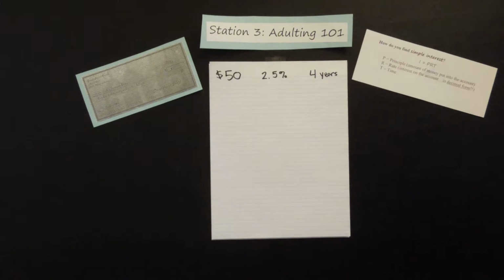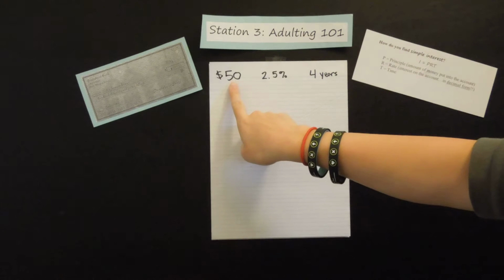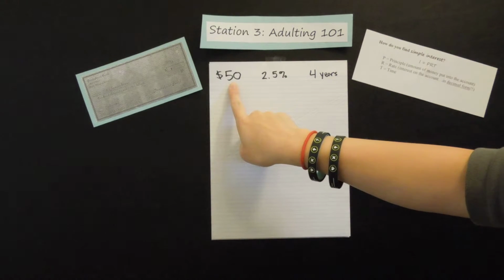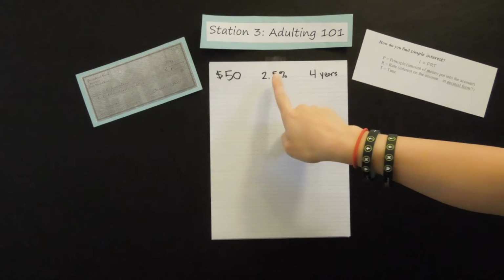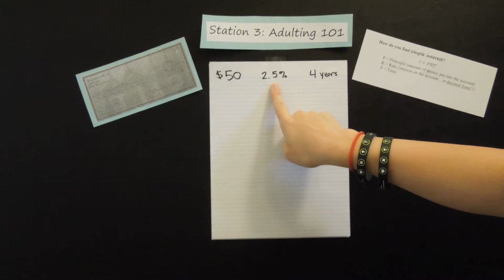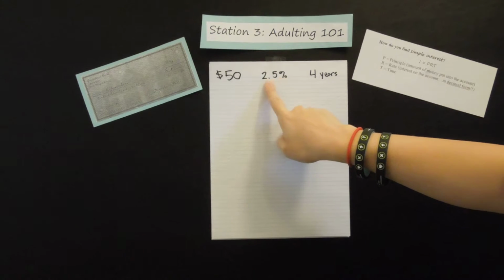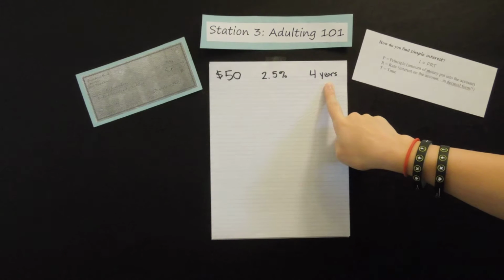So in order to do this, I would need to use the equation I equals PRT. The I in the equation stands for interest. P stands for the principal, and that's the original amount of money in the account. The R stands for rate, which is the interest rate, and that's usually your percent. And T is the time that money spends in your account.